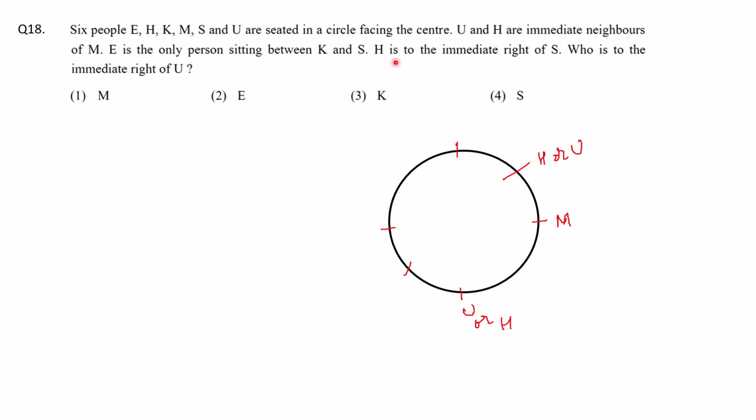Now moving to the next statement, it is given H is to the immediate right of S. So if I put S over here, to the right of S, H will come. So it means H's position will be here and U's position will be here. Then let's come to the second statement. E is the only person sitting between K and S. So E is sitting between K and S. Now the question is, who is the immediate right of U? So U is sitting here, immediate right will be K. So the third one is the correct option.